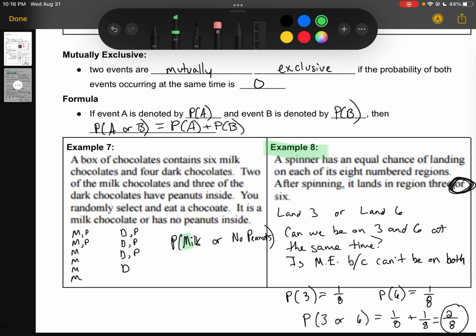Well, unfortunately, these two things, milk and not having peanuts, can happen together. Because we have peanuts mixed into our milk chocolate and because we have milk chocolate without peanuts, these 2 things happening at the same time is possible. So because of this, these are not mutually exclusive, they can both happen at the same time. So with the information that we have right now with our formulas, we're not going to solve this one because they are not mutually exclusive.